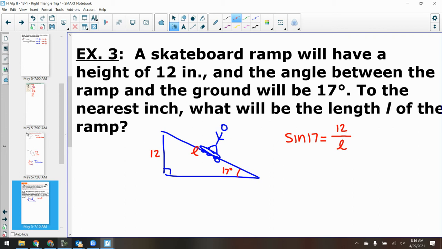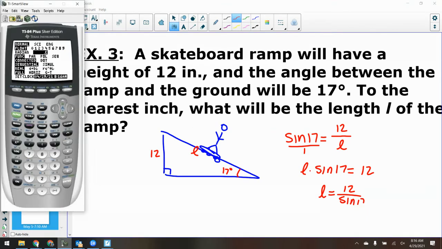Whenever you're solving for something on the bottom, the best way to solve this is to treat it like a proportion and cross multiply. So I've got L times sine 17 is equal to 1 times 12, which is 12. Then I divide by the sine of 17. So L is going to be 12 over the sine of 17. You just multiply over the L and divide by the sine 17, and you get 12 over sine 17.